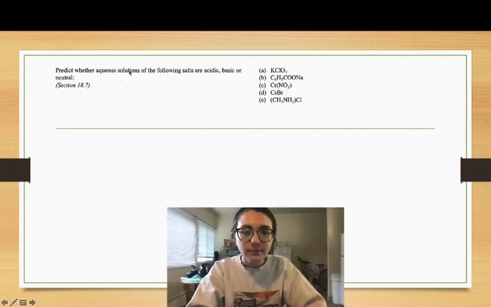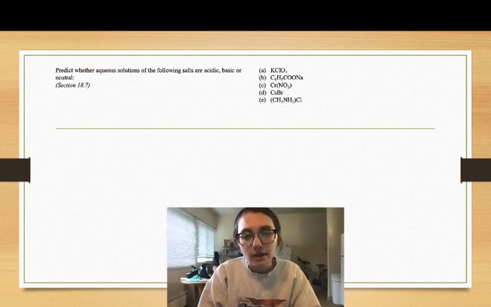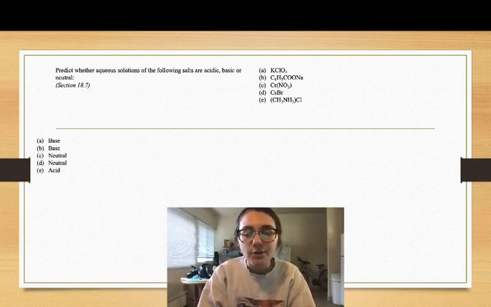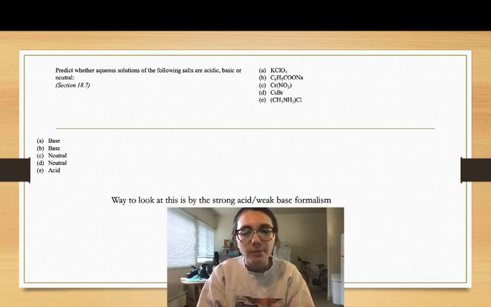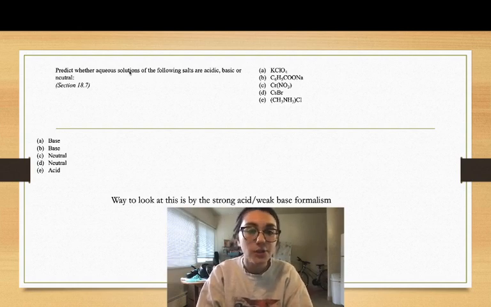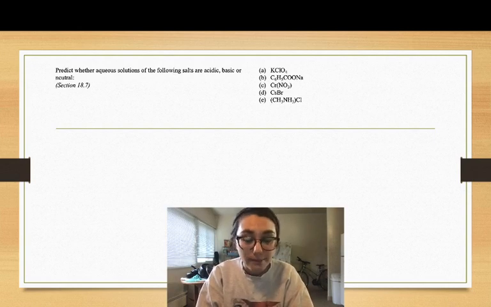All right, so predicting whether an aqueous solution of the following salts are acidic, basic, or neutral. So this is section 18.7 of your book, and I put up 5 new ones. This is similar to something that you might have seen on your recitation sheet, but we basically look at this by the strong acid, weak base formalization. So I look here and I got potassium perchlorate.